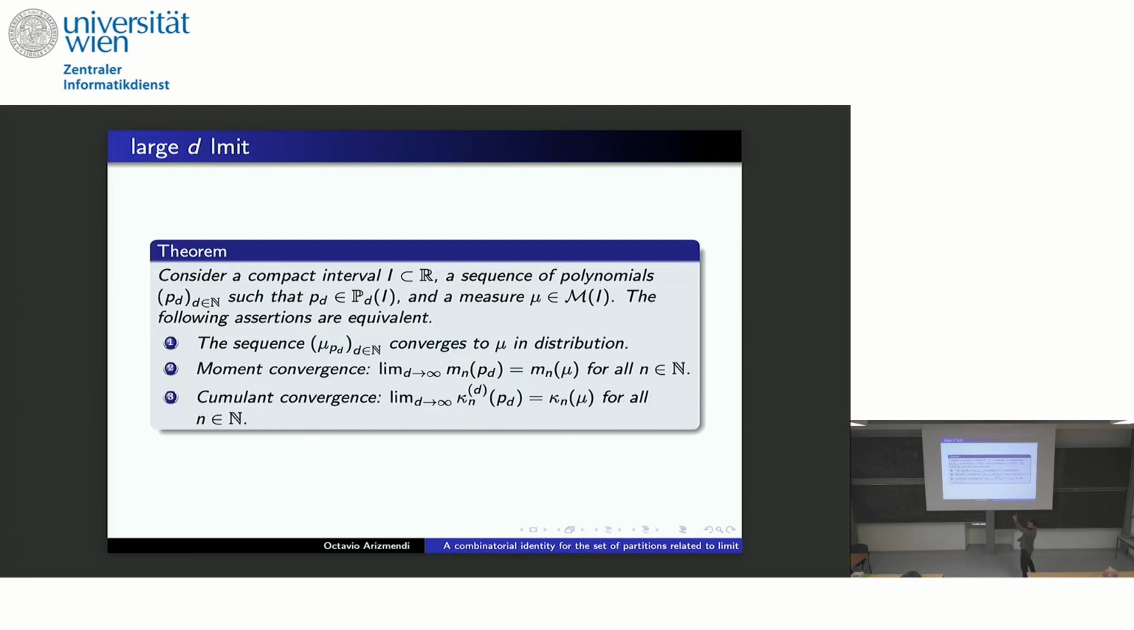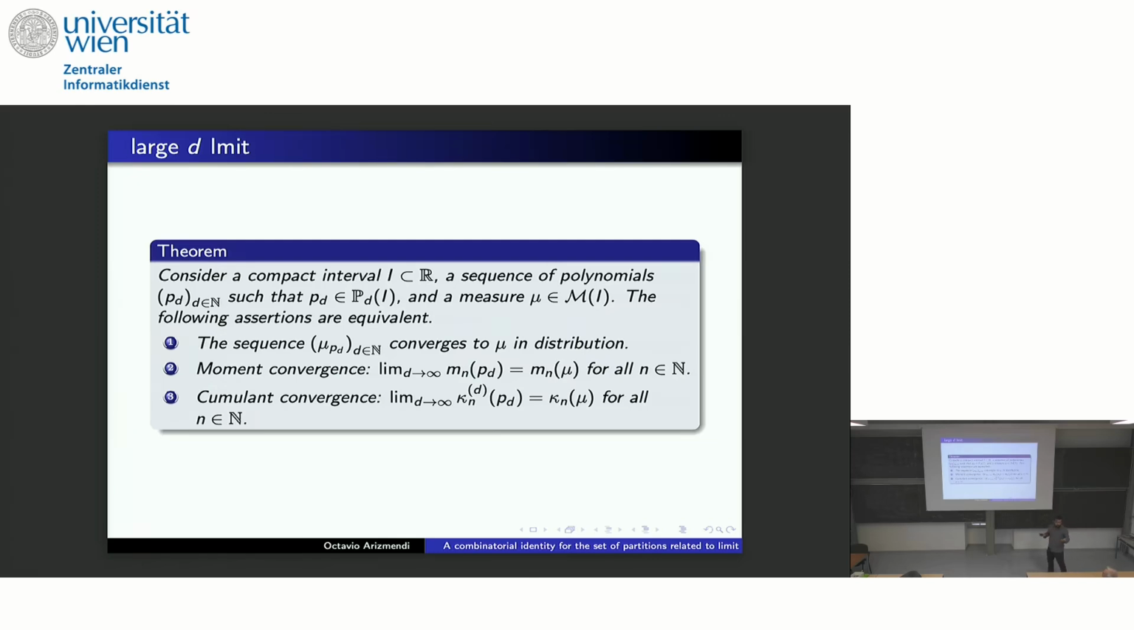So we have some measures here. The nice thing is that we can use cumulants to determine convergence. This is a statement that follows from the moment-cumulant formulas. The leading term is exactly non-crossing partitions. So one can recover the following. Suppose you have a sequence of polynomials where the degree goes to infinity, and you want to see if this converges to a measure.